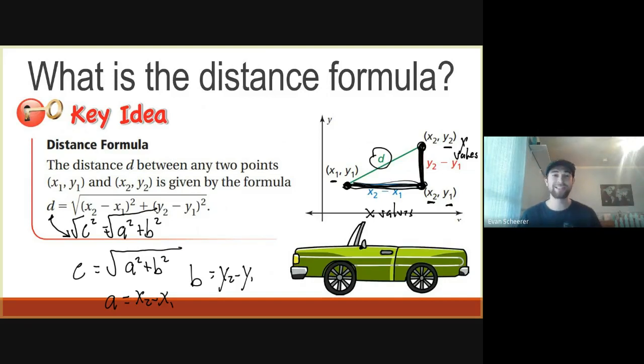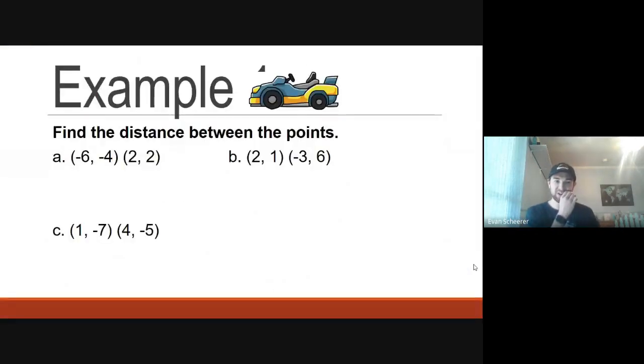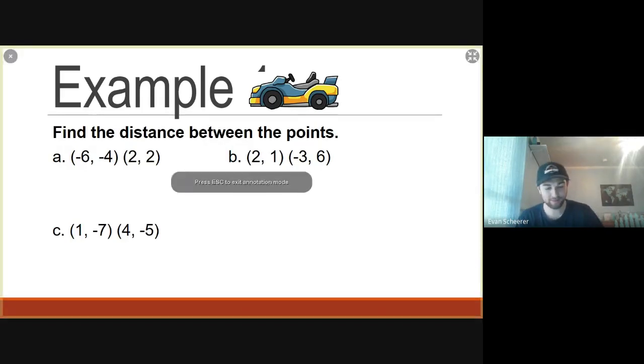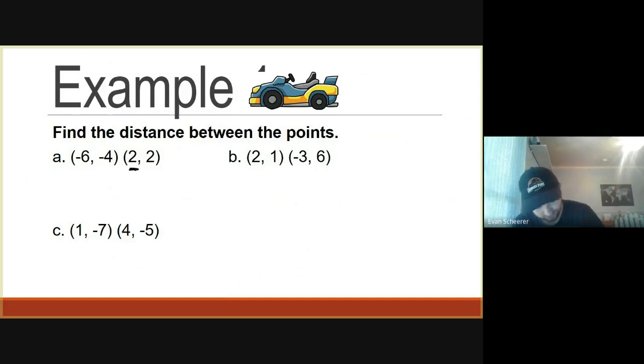Let's go ahead and do an example, and maybe that will kind of clear things up a little bit. So find the distance between these 2 points. What we're going to do is find the distance between the x values and the distance between the y values. If we find the distance between the x values, that means we need to subtract, right? So we need to subtract x2 minus x1. So that's 2 minus a negative 6. Don't get tripped up on that negative.